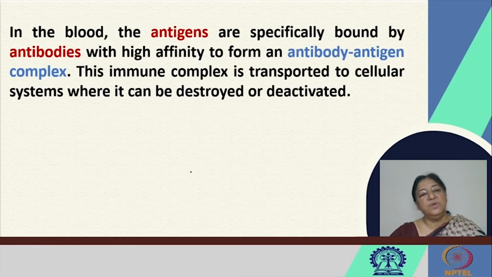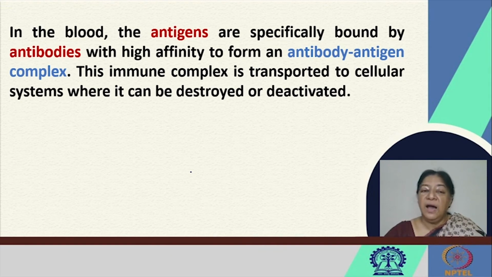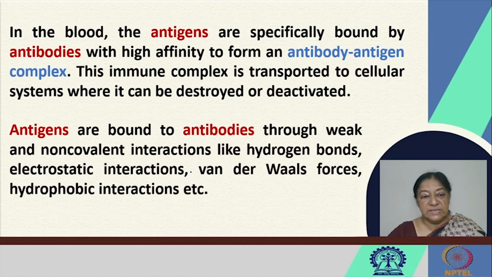If we look at an overall structure of the antibody, what we have is, in the blood, the antigens that are specifically bound to antibodies in very high affinity complexes to form the antibody antigen complex. And this immune complex is transported to the cellular systems where it can be destroyed or deactivated.